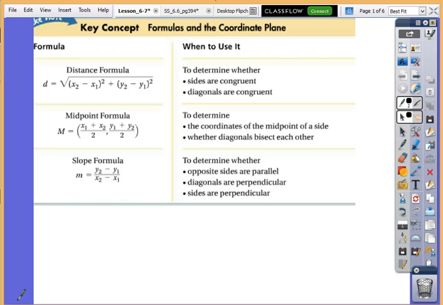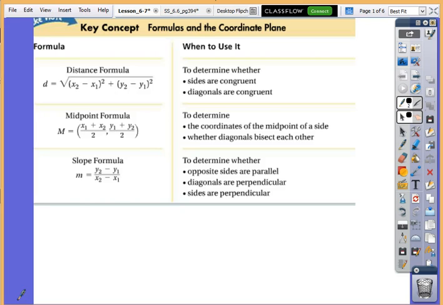If you're trying to decide whether or not diagonals bisect each other, and why would you need to know that? If you want to decide if something's a parallelogram, its diagonals bisect, you'd use the midpoint formula. So if I find the midpoint of two lines, and that midpoint ends up being the same number for both lines, those lines bisect each other. That's really good as a quick way to decide if something's a parallelogram.